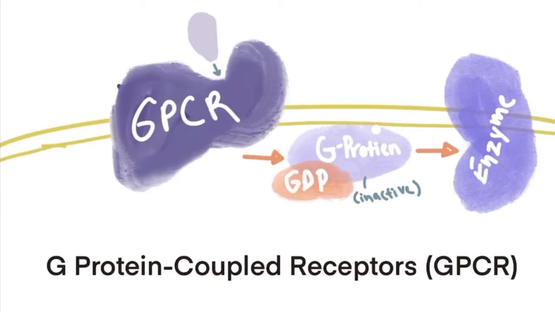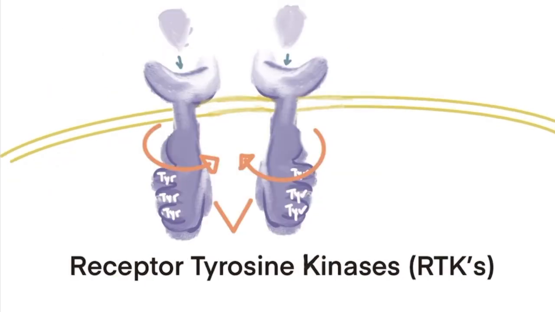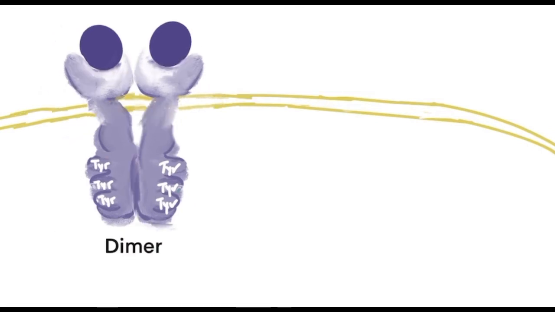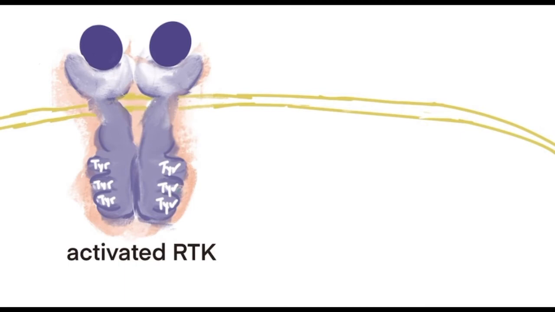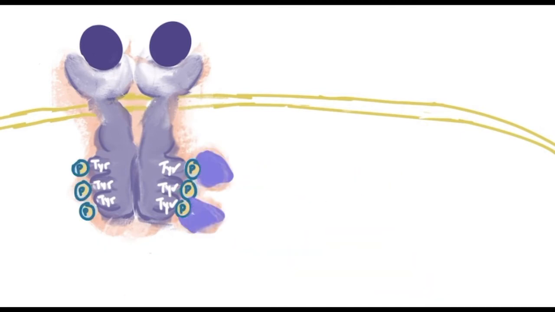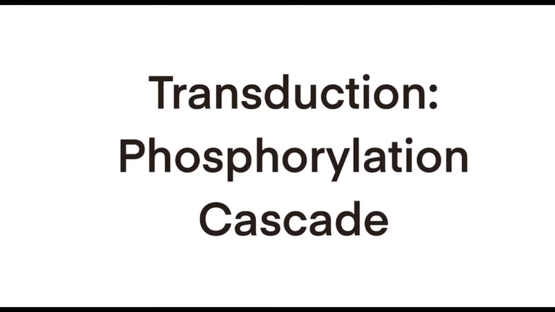There are three kinds of protein receptors: GPCRs, or G-protein coupled receptors, ion channel receptors, and RTKs, or receptor tyrosine kinases. Once the ligand binds to the RTK during reception, it causes a shape change. This is when the RTK dimerizes and autophosphorylates. Inactive relay proteins with phosphate from the RTK now become active relay proteins that transfer the signal to induce a transduction pathway called a phosphorylation cascade.